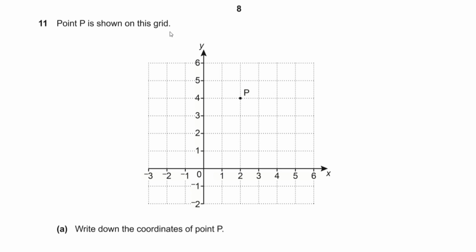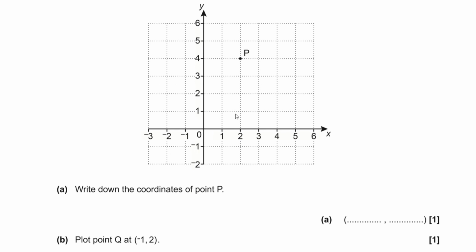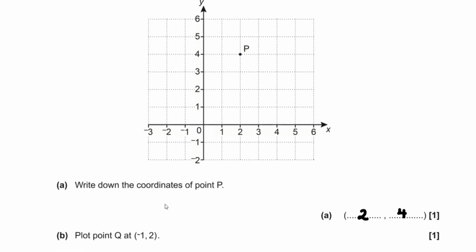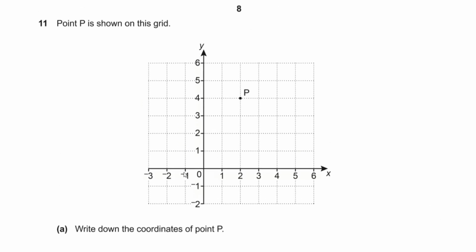Question 11. Point P is shown on this grid. We have to write down the coordinates of P. So P we go 2 across and 4 up, so the coordinates of P are 2, 4. Part B, we have to plot the point Q at negative 1, 2. So negative 1, 2 is over here. So we have the point Q.